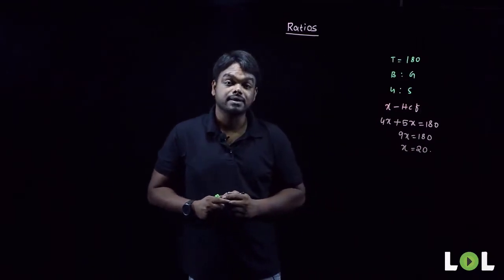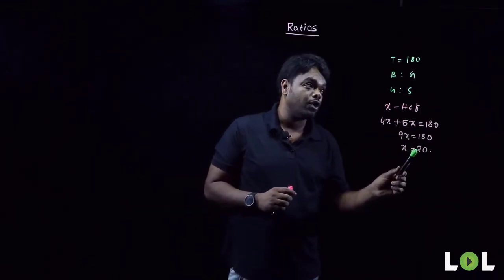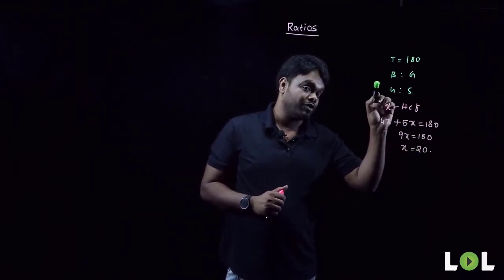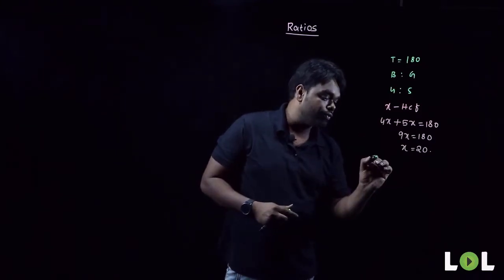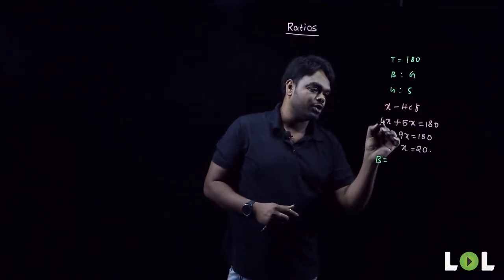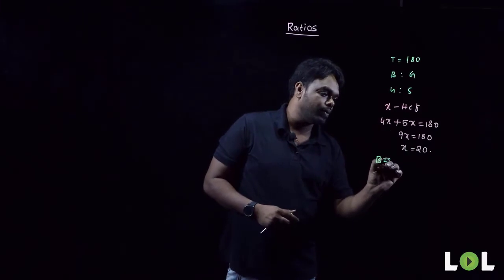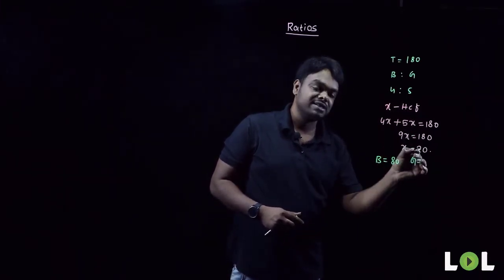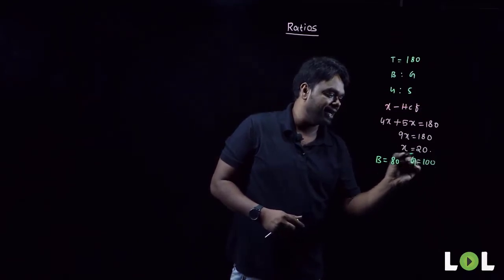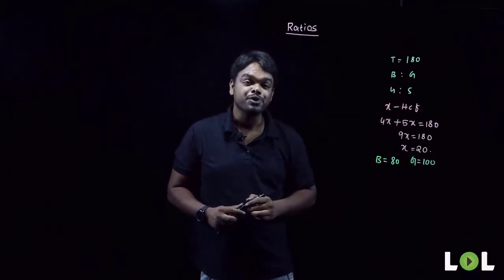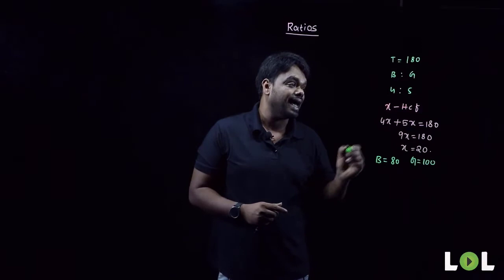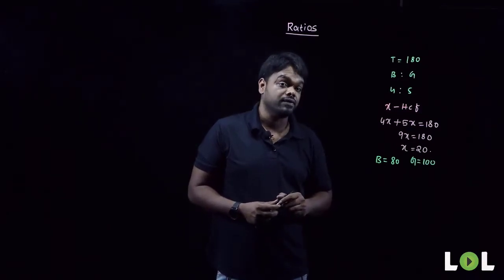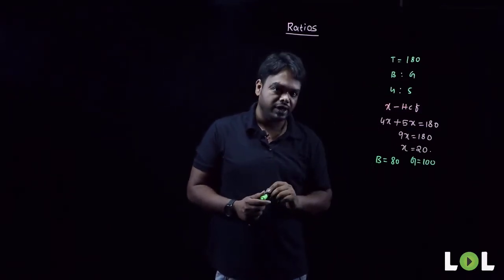What is X here? X is the HCF of both the actual number of boys and actual number of girls. So now if you want boys, we know that boys are totally 4X. 4 into 20 is 80. And number of girls, 5X. 5 into 20 is 100. 80 plus 100 will get actually 180. So this is how we calculate the number of boys and number of girls when the total students are given and the ratio is given.